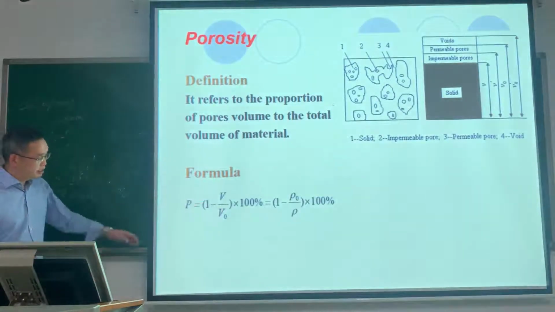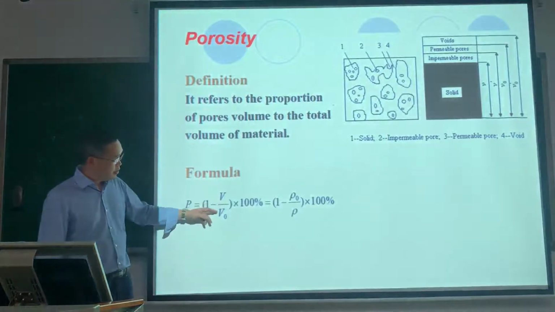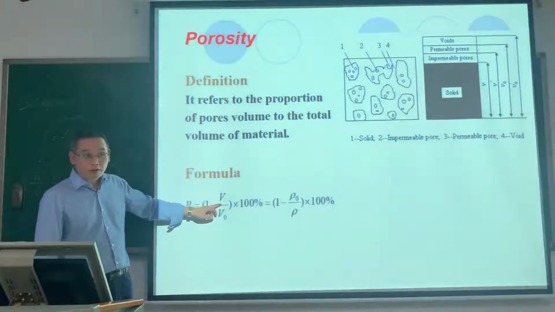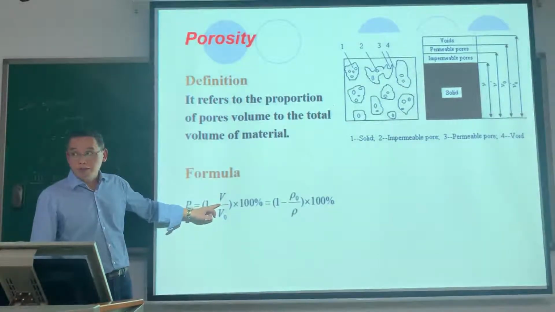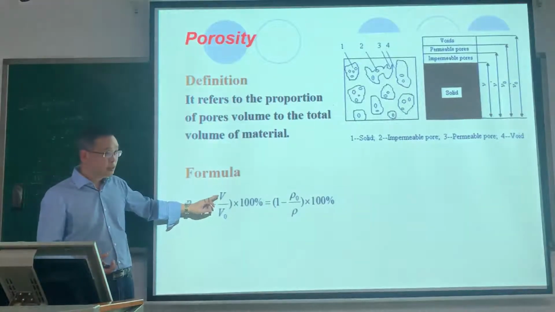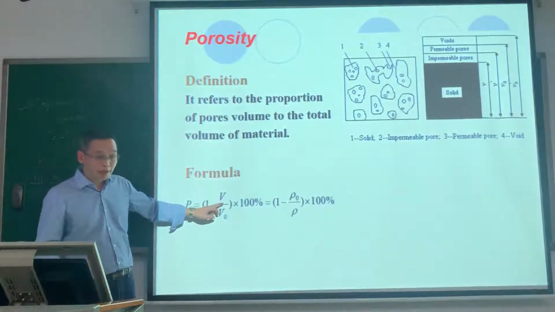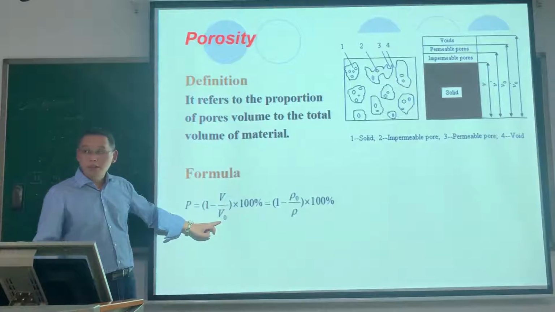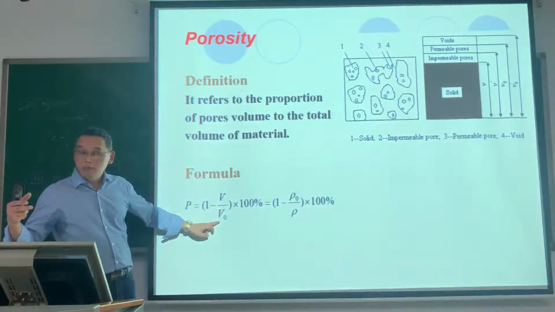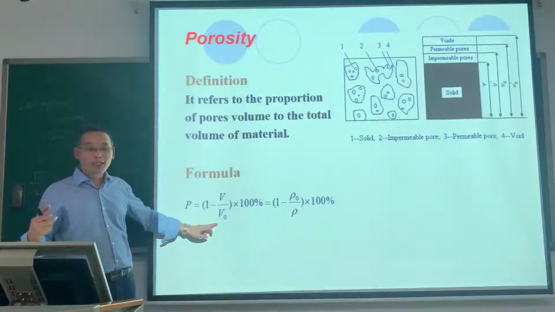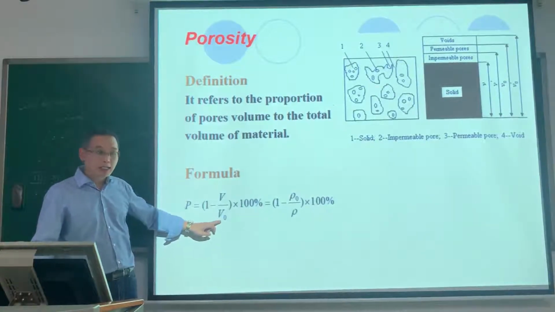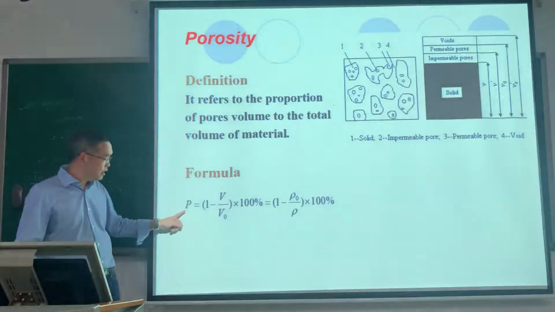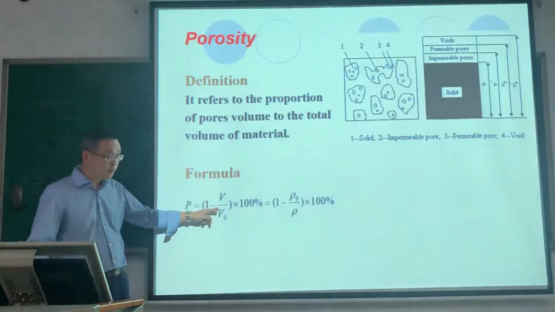This is the porosity. What kind of volume is this? Absolute, dense state. And what is this volume? Natural, yes, the natural state. So, this is the relationship between the porosity and volume.